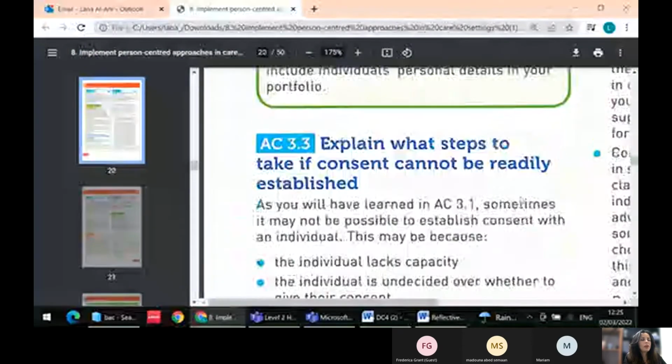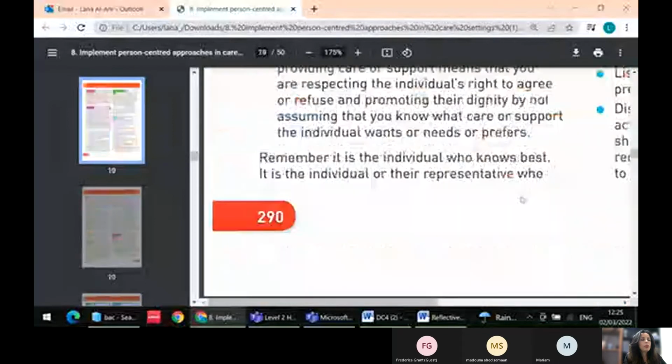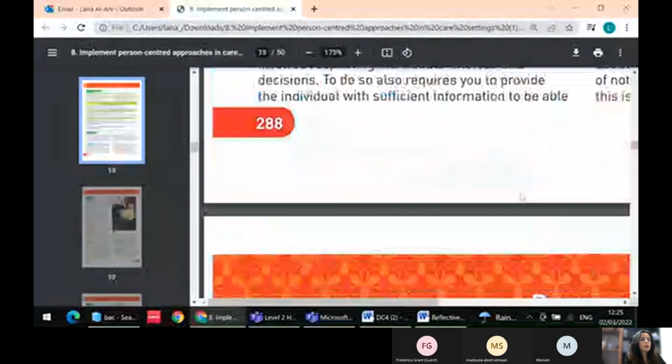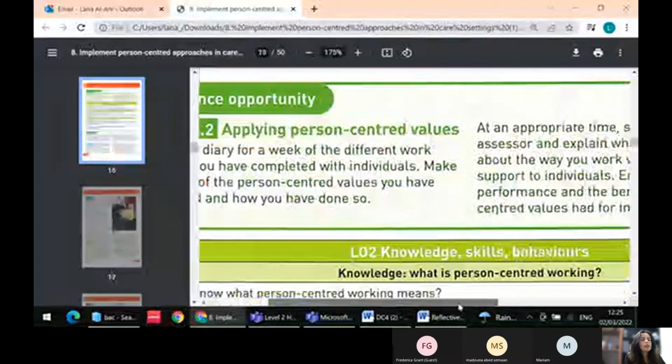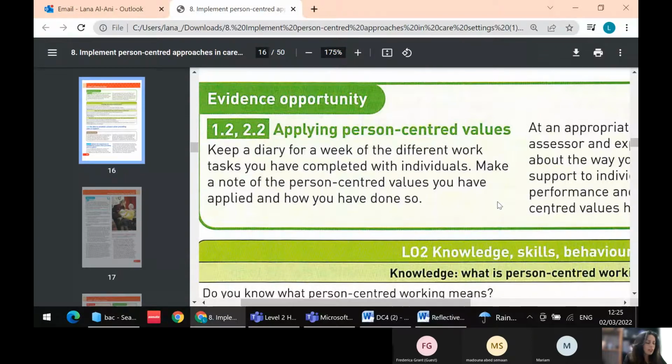I need you now to participate in this because we've been talking for quite a long time. So, it comes to 2.2. This is all about your own work: how to apply person-centered values in day-to-day working, taking into account history, preferences, wishes, and needs of the individual. So for you, can you please tell me what's your experience in this? How would you answer this question if you get it?